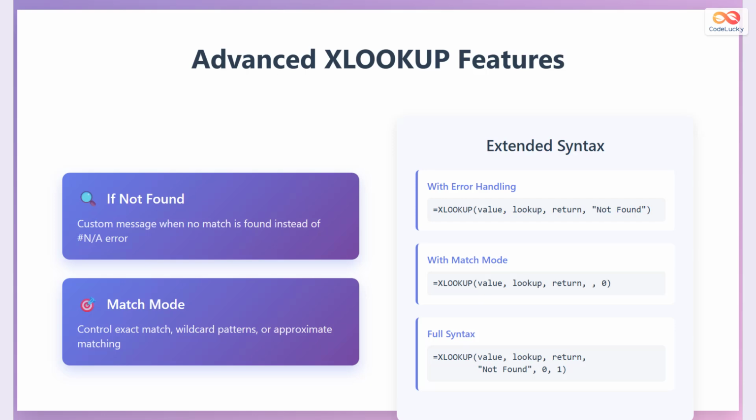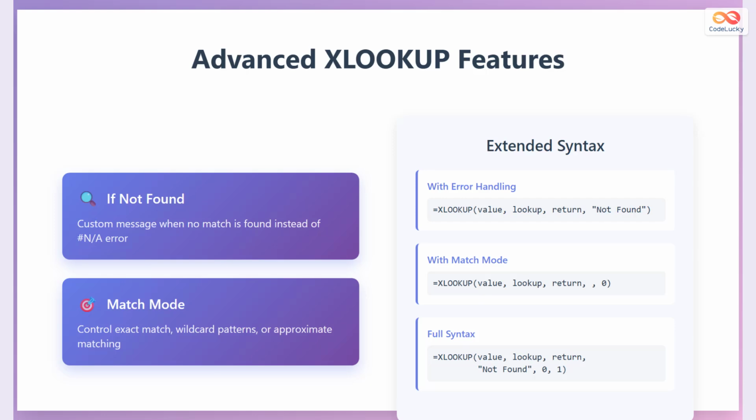Let's dive into some advanced features of XLOOKUP. You can specify a custom message when no match is found, instead of getting an N/A error. XLOOKUP also provides control over exact matches, wildcard patterns, or approximate matching. To use error handling, the syntax is XLOOKUP(value, lookup, return, "not found").